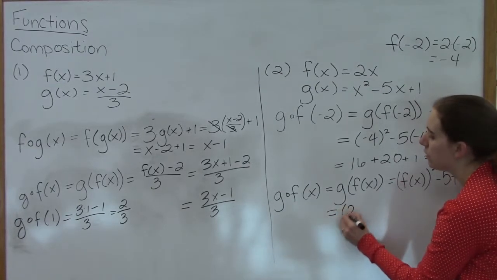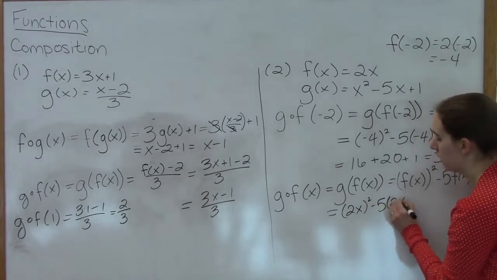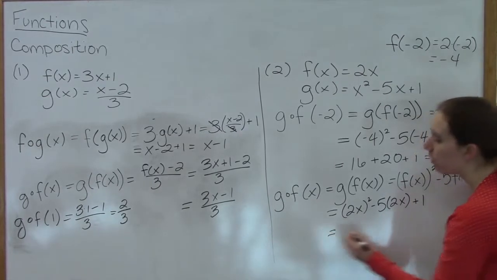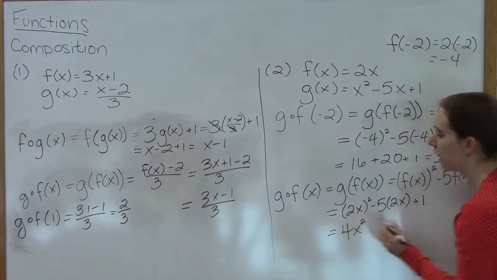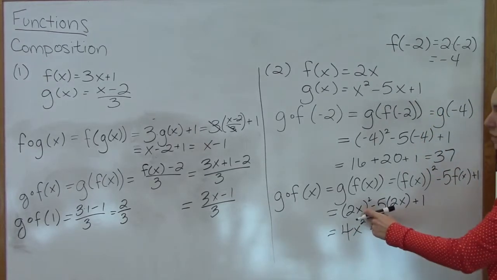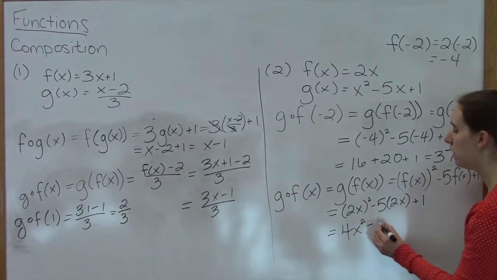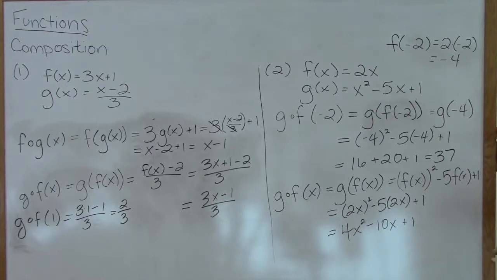So we get 2x squared minus 5 times 2x plus 1. Well, 2x times 2x is going to give me 4x squared. Remember, it's not just 2 times x squared, it's 4 times x squared. Then I have minus 10x plus 1. Now let's just double check.